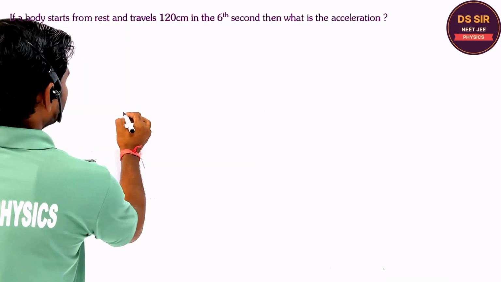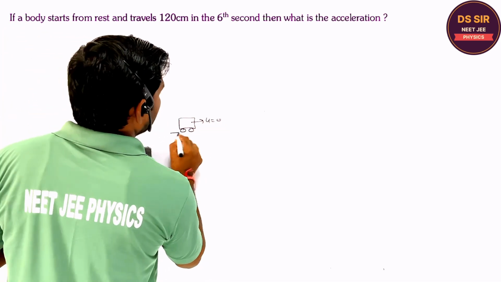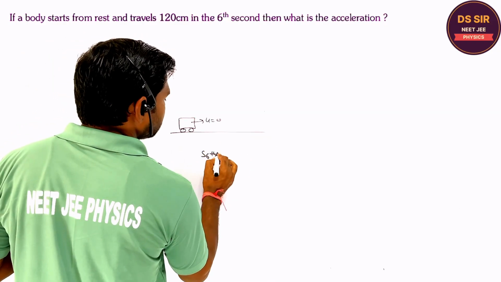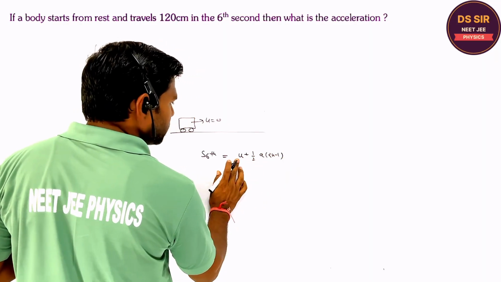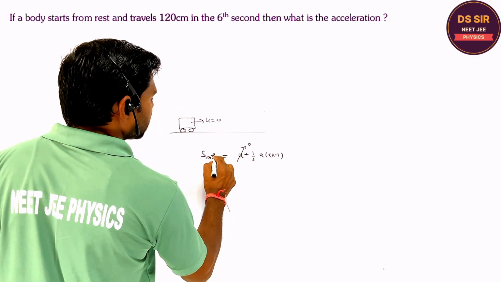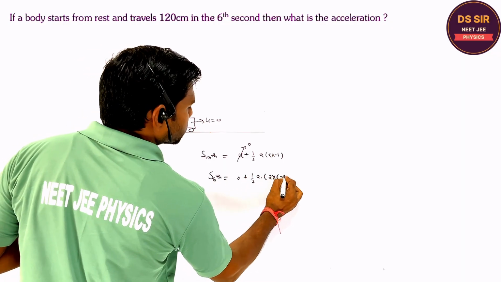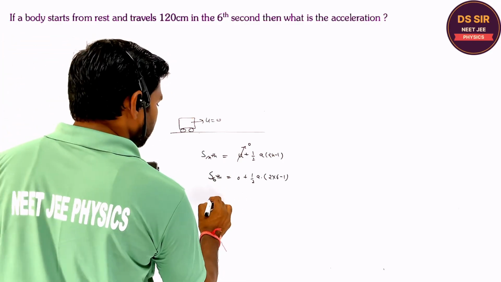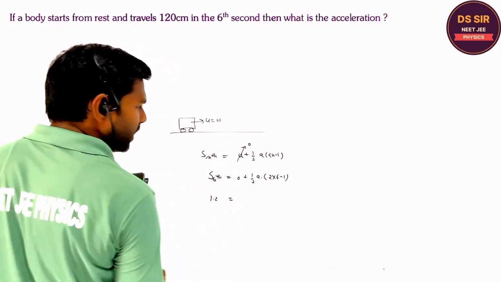Copy this. So read this question. In this question, the body starts from rest, and covers 120 centimeters in 6 seconds. So the distance in the 6th second is u plus a/2 into (2n minus 1). I think you understand. If u is equal to 0, I told you this is the distance traveled in the nth second. For the 6th second, 0 plus a/2 into (2 into 6 minus 1). Is it clear or not? Tell me. What is the distance traveled in 6 seconds? Say 120 centimeters. 120 centimeters means 1.2 meters. Fine.